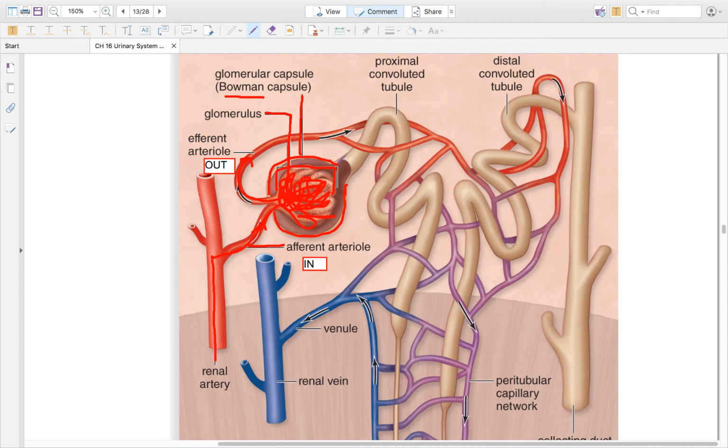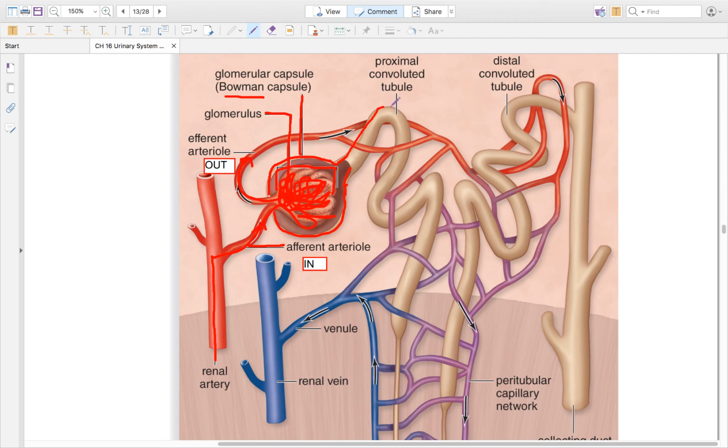Now, really quick, let's go back to the nephron itself. Okay, let's recap here. So we have the glomerulus. The glomerulus is a capillary network. It gets blood from the afferent arterioles, and then blood leaves the glomerulus through efferent arterioles, and then of course the glomerulus is held inside of the Bowman's capsule, aka the glomerular capsule.